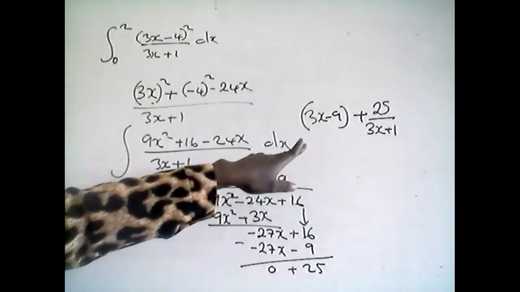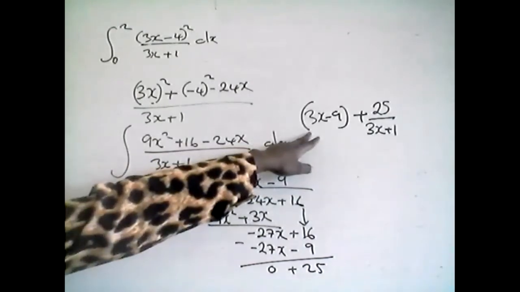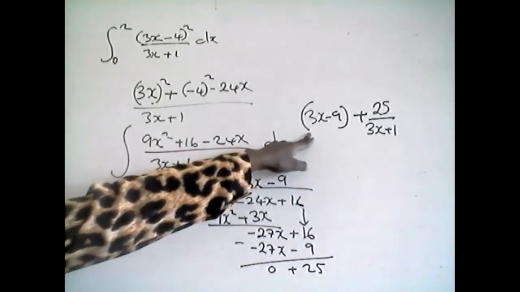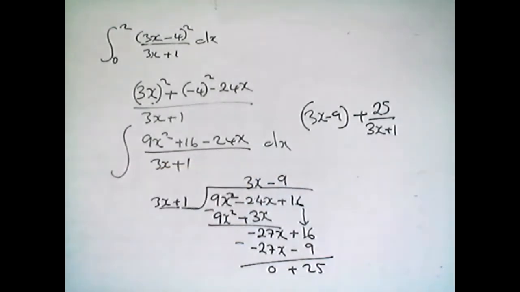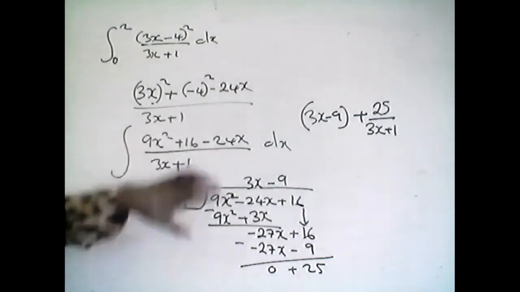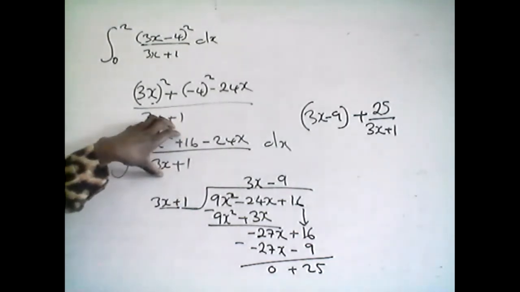Since we have 25, and then this piece which is here, we have decomposed it into a partial fraction, or rather we have just divided it. Are we together? Are we together with the way we divided? Anyway, what you do here is just divide.